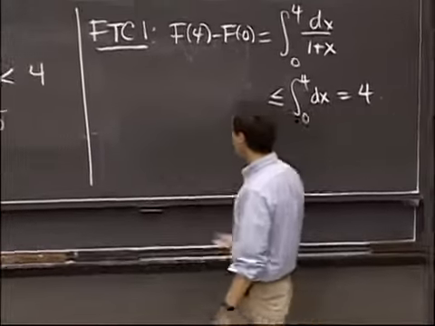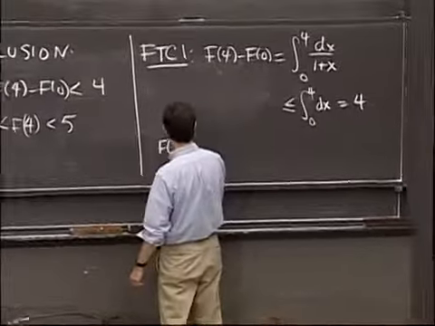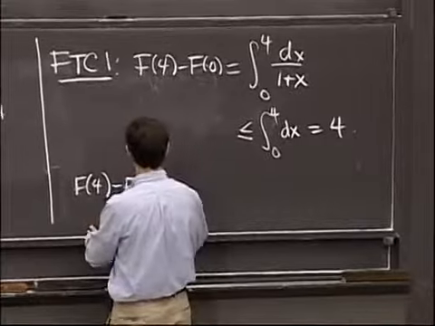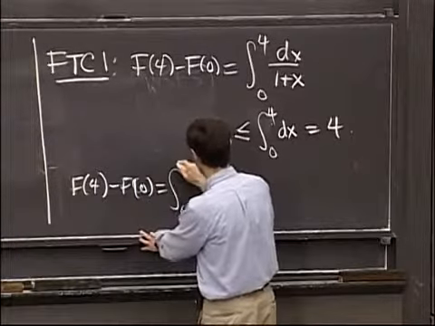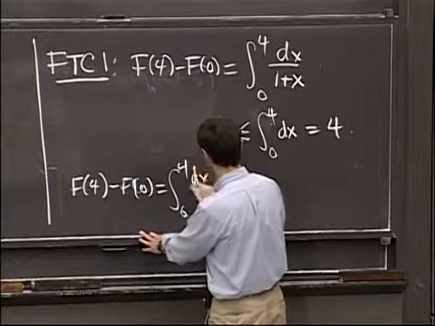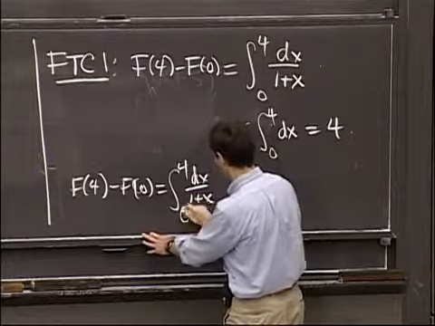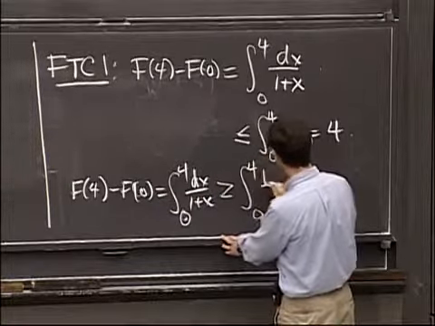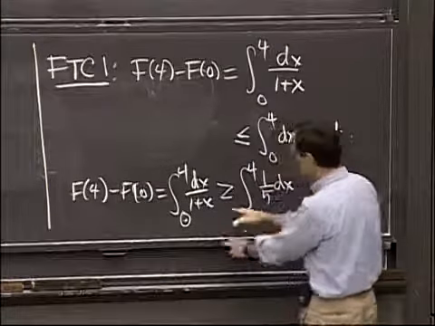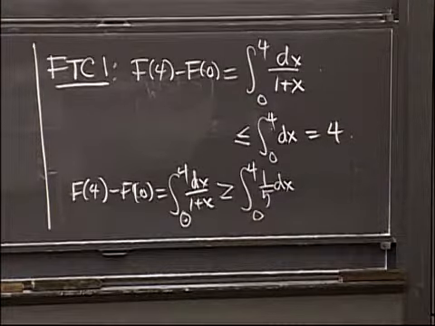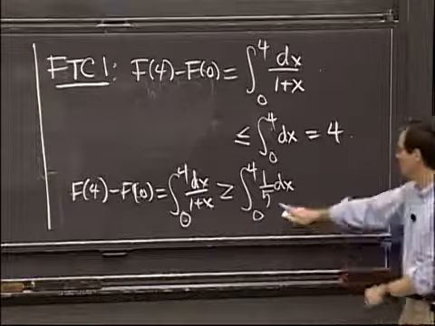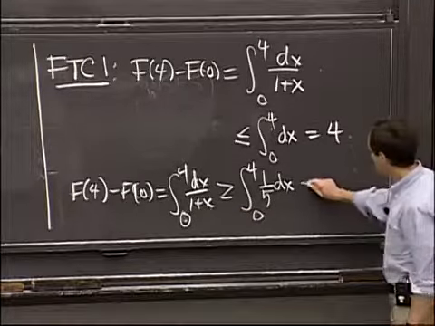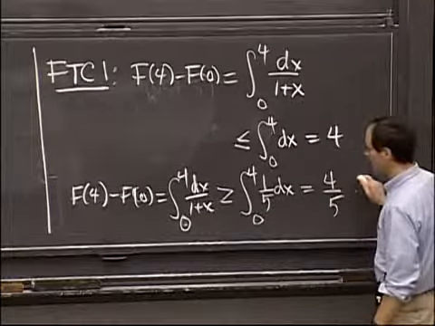All right? On the other hand, the smallest it ever gets to be, it's equal to this. The smallest it ever gets to be is the integral from 0 to 4 of 1/5 dx, because that's the lowest value that the integrand takes. Right? When x is equal to 4, it's 1/5. And that's equal to 4/5.